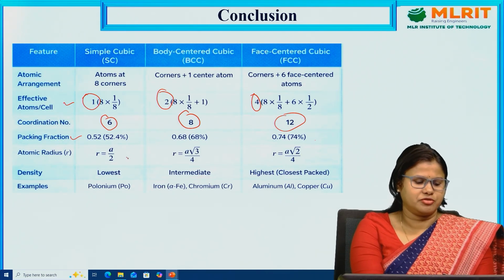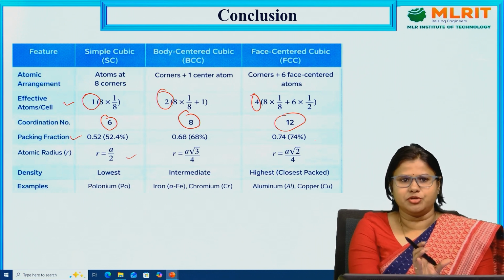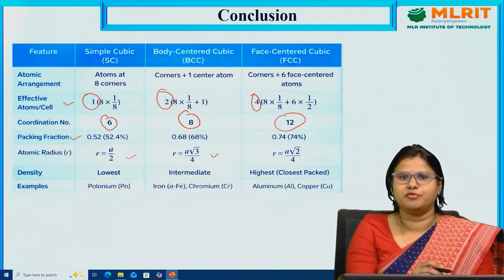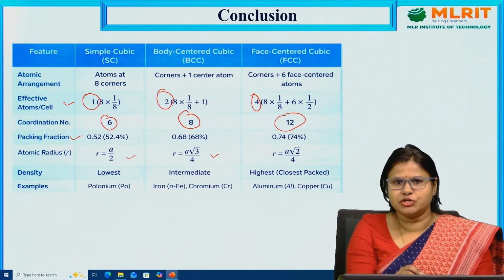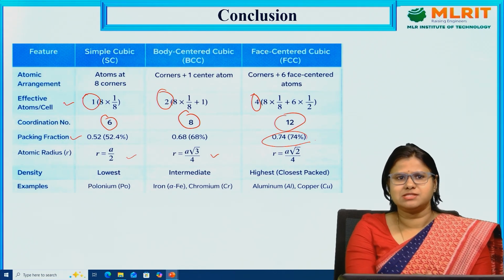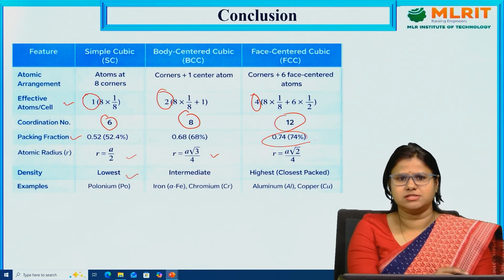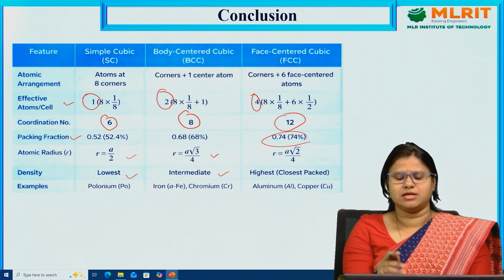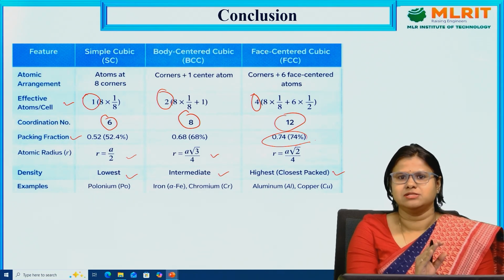Then let's consider the atomic radius. The relation between atomic radius and the length of the unit cell is R equal to a by 2 for simple cubic crystal, R equal to root 3 a by 4 for body centered cubic crystal, and R equal to root 2 a by 4 for face centered cubic crystal. From the packing fraction, we can also discuss the density. Simple cubic has the least packing fraction, so it has the lowest density. Then comes the body centered cubic crystal with intermediate density, then the face centered cubic crystal with the highest packing fraction and highest density.